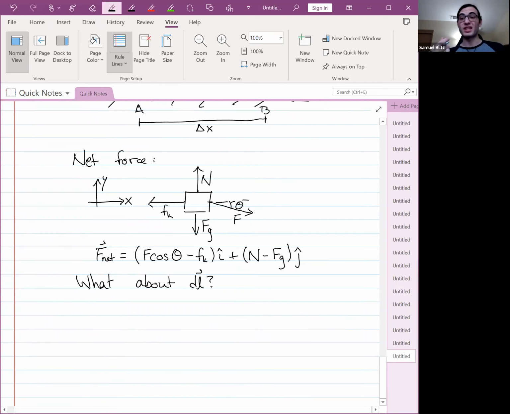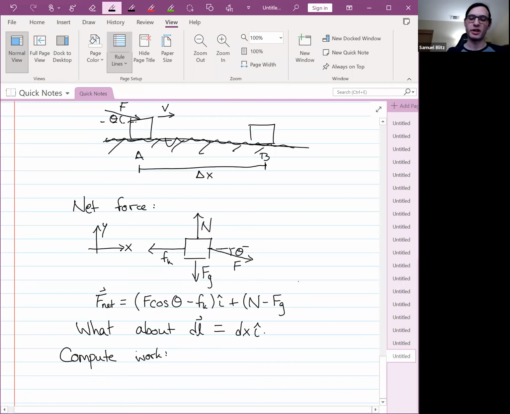The distance that you move is an infinitesimal, so we'll call it dx. And we're moving to the right, so it's i hat. That's easy, dl just is i hat. Okay, so now we can compute the work. Oh, you're right, I'm so sorry. Minus f sine theta. There we go.